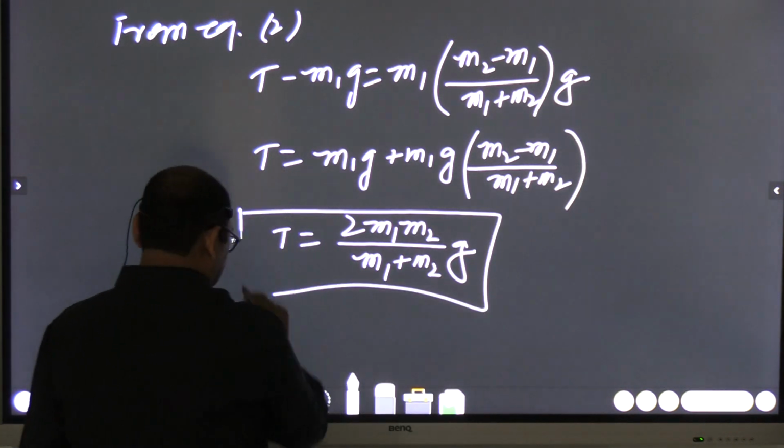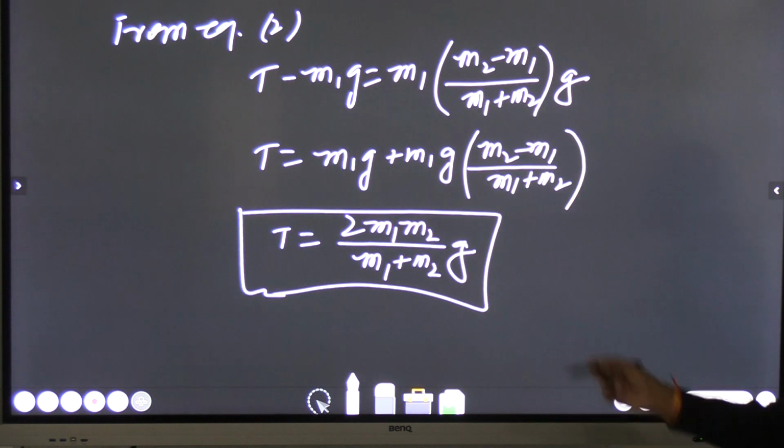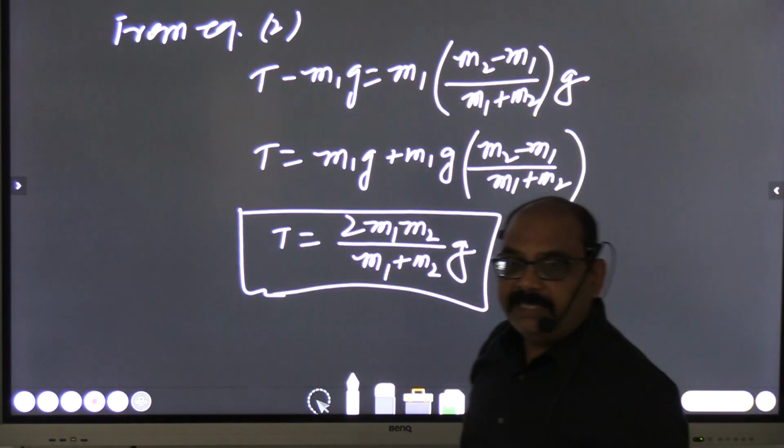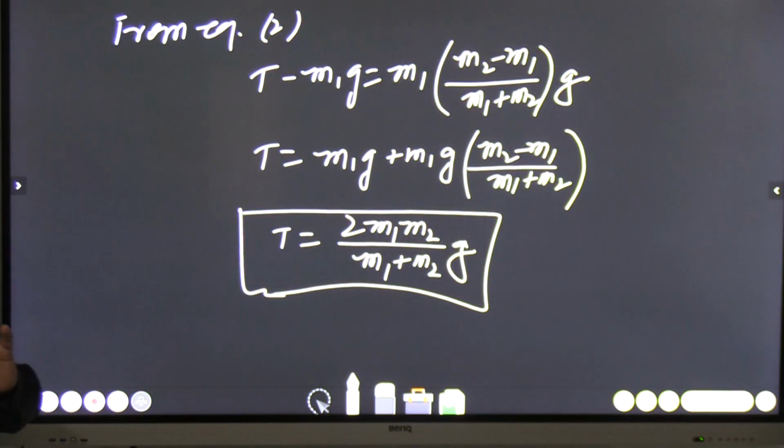This is the answer of the tension, and these are the two desired answers, and this is the four-step method. I hope all have understood the method, the four-step method, right?